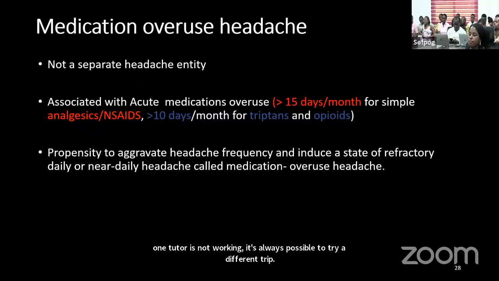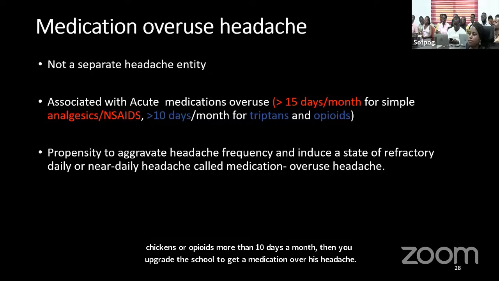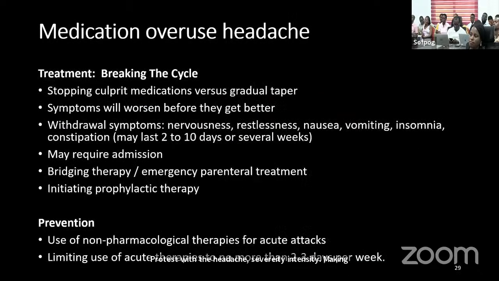I've mentioned it quite a number of times in this presentation. It is not a separate headache entity. It usually is associated with primary headaches like migraine and tension type headache, and it occurs because of the overuse of medications like NSAIDs. If you're using NSAIDs more than 15 days a month, or triptans or opioids more than 10 days a month, then you are predisposed to getting medication overuse headache. It alters the headache severity and intensity, making it very difficult to treat.